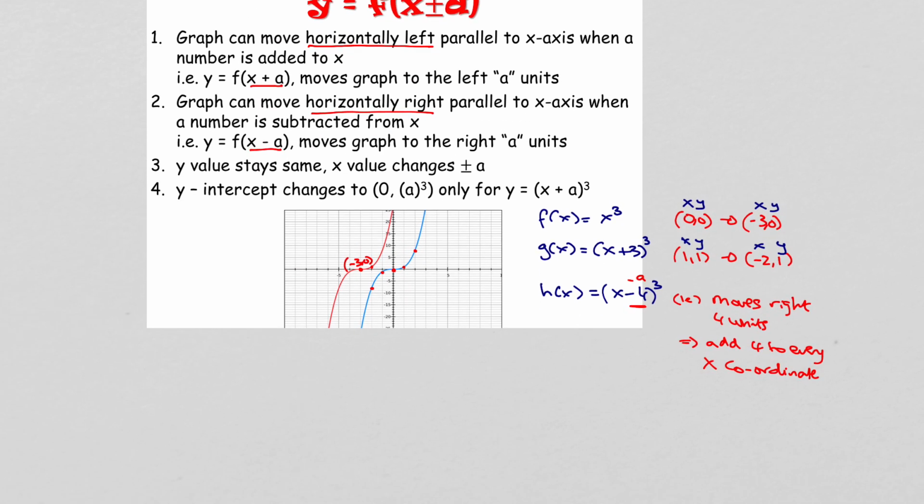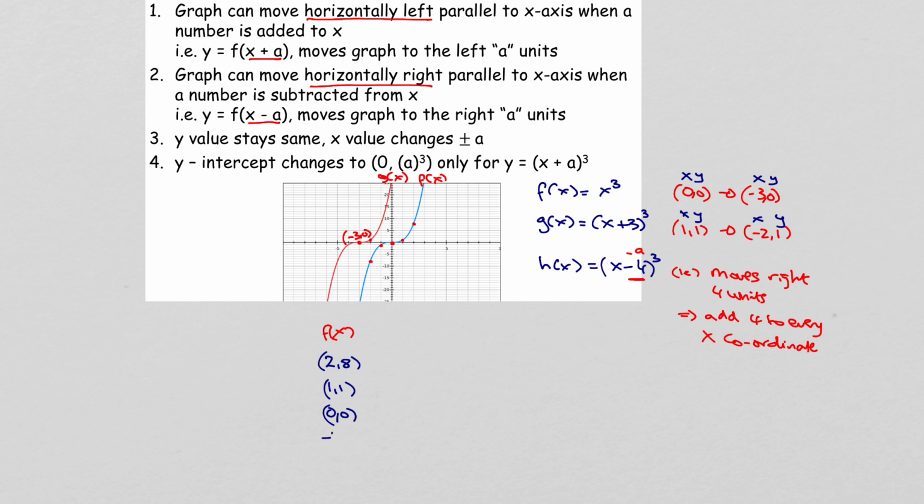So if I just mark 1, 2, 3, 4, 5 points on my original graph there. So this is f of x, this one's g of x. So we're going to do a little sketch of h of x. So if I look at my 5 points that I've picked from f of x there, I have out to 2 and up to 8. I have out to 1 and up to 1, out to 0, up to 0, out to minus 1 and down to 1, and out to minus 2 and down to minus 8.